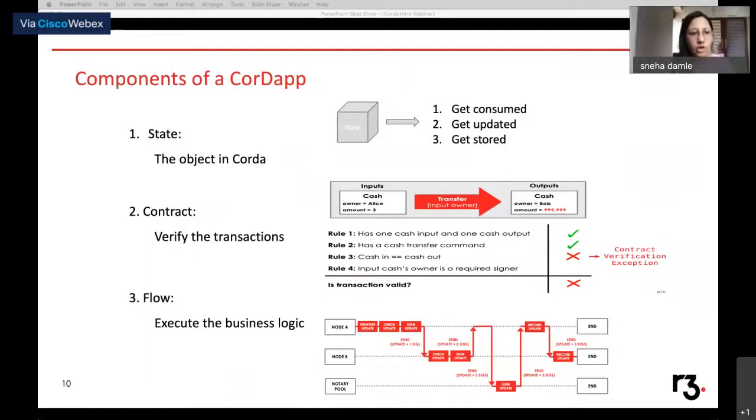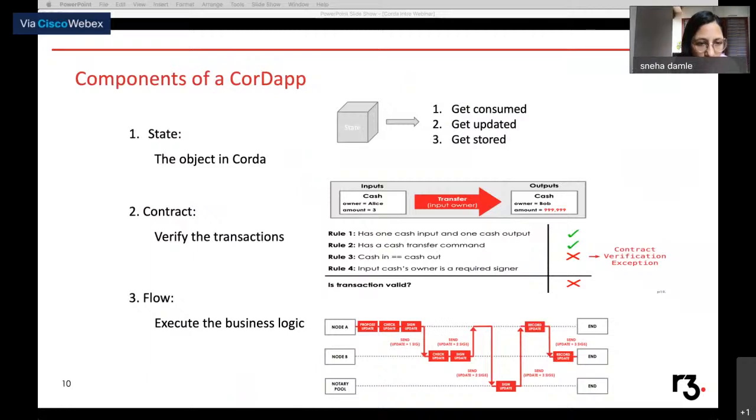So the diagram you're looking at depicts a very simple flow in a Corda app. Let's take the similar example where Acme wants to transfer the car to Titan. Let's say node A represents Acme and node B represents Titan. So Acme will create a transaction, that is, it will create a car transfer proposal.